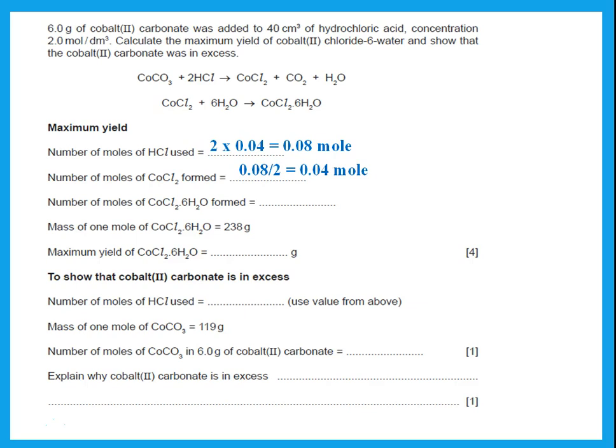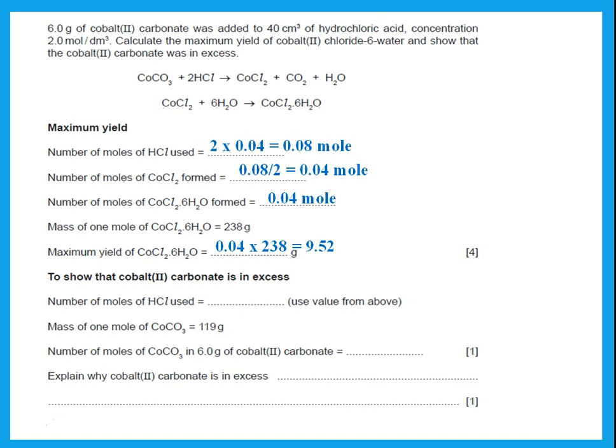Now, for the number of moles of cobalt chloride 6 water, the equation says that 1 cobalt chloride will give 1 cobalt chloride 6 water. So the number of moles of cobalt chloride 6 water is still the same as that of cobalt chloride. Now, if the mass of 1 mole is 238, what would be the mass of cobalt chloride 6 water? The mass will be number of moles times Mr, which is 9.52 grams.